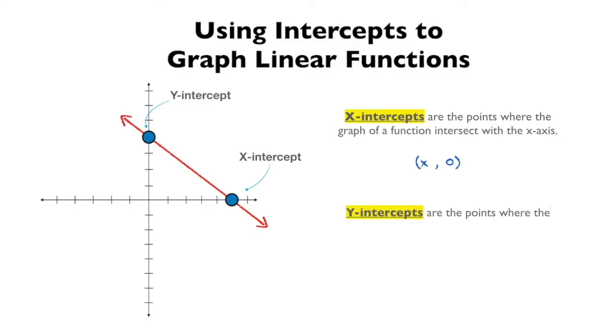And our y-intercepts are just the same, but for the y-axis, where this graph intersects the y-axis. And they have an x value of 0 and some y value. So they always look like this.